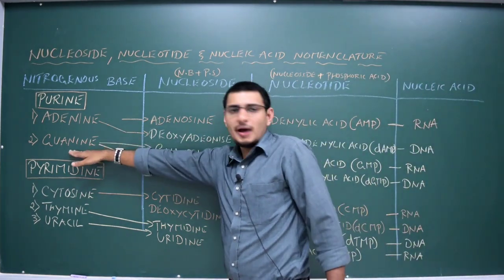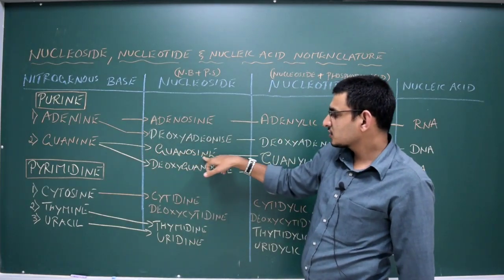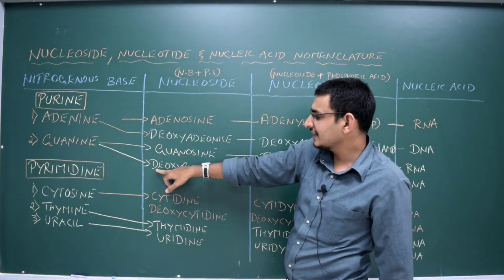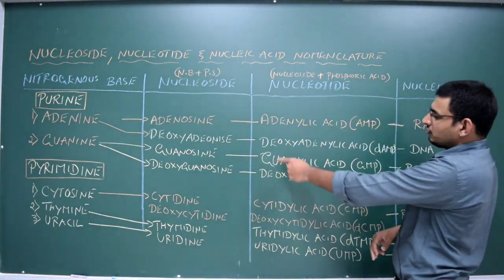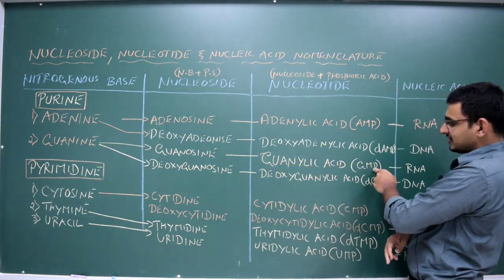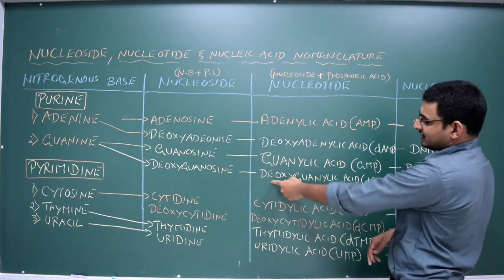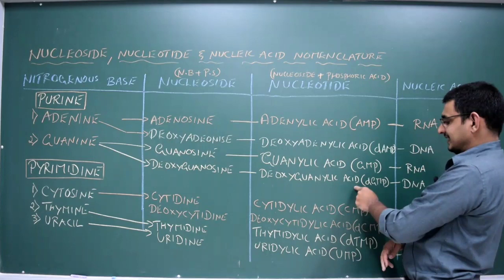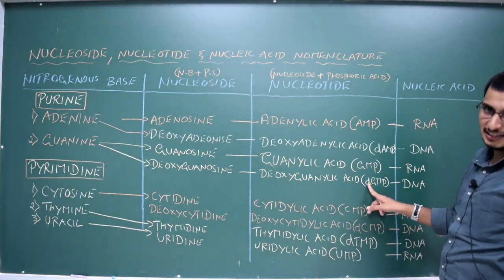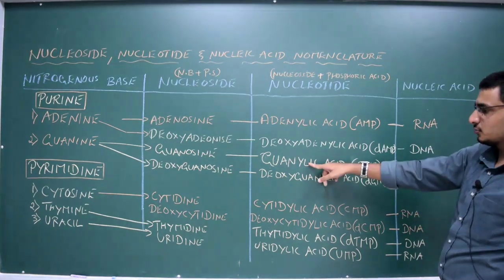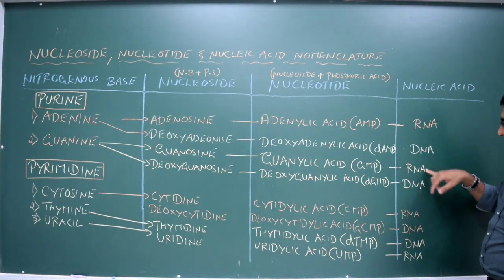Fine. Guanine. I am talking about the second purine, guanine. In the case of RNA, it is called guanosine. In the case of DNA, it is called deoxyguanosine. Whereas the nucleotide of the RNA is guanylic acid, that is GMP, very, very important. The nucleotide of the DNA is deoxyguanylic acid, dGMP. Simple. I have used d, that is deoxy. Here I have not used d, so it is ribose. So this is in the case of RNA, DNA.